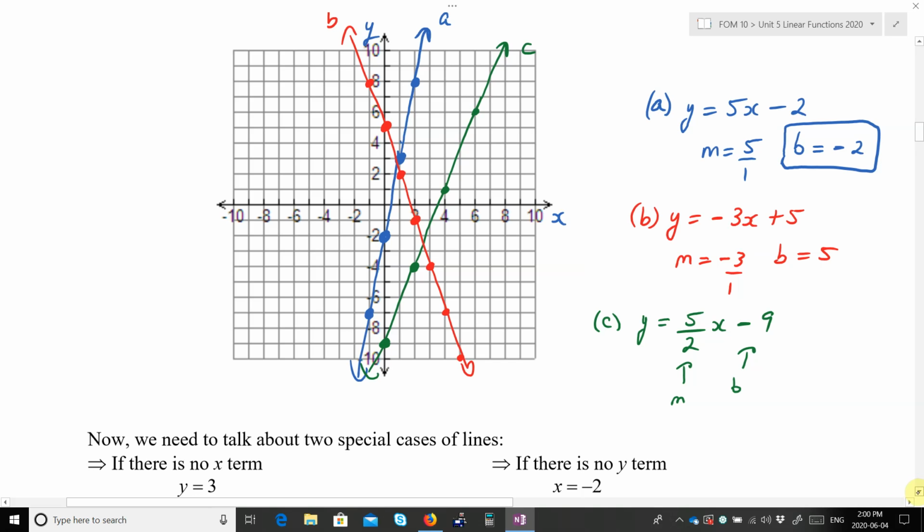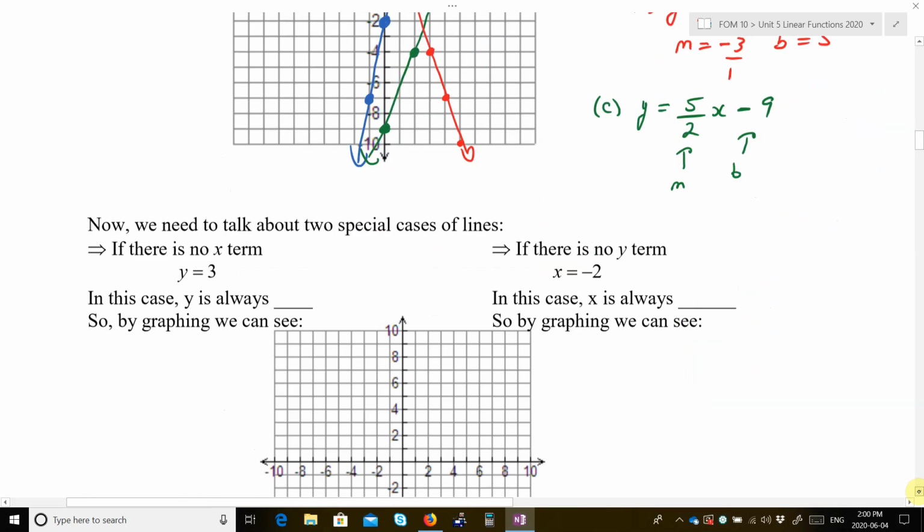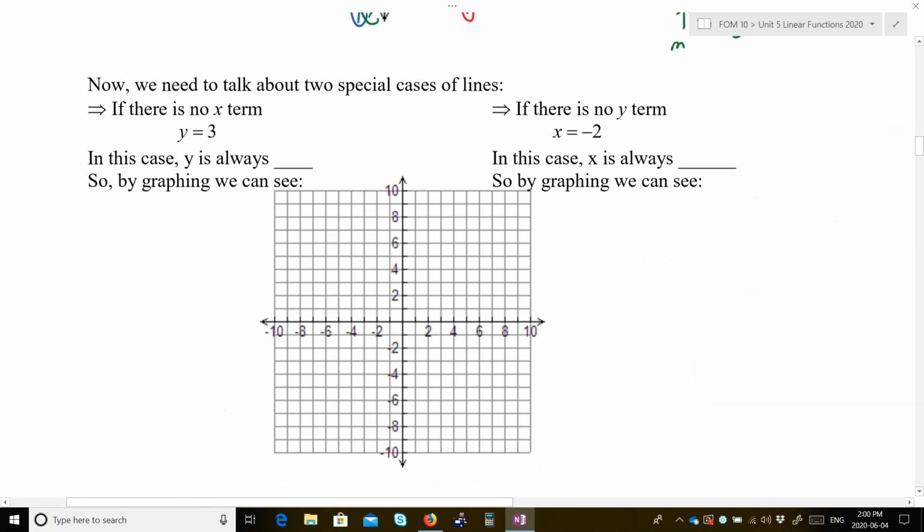Okay, so that's how you graph slope-intercept form. Now, we need to talk about two special cases of lines. If there is no x term, y equals 3. In this case, y is always 3. Okay, so by graphing, we can see if the y-coordinate is always 3, this is what happens. Your y height is always 3, regardless of what x is. And look what it makes. It makes a horizontal line with a height of 3.